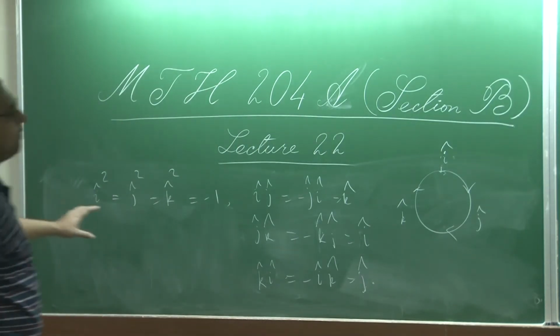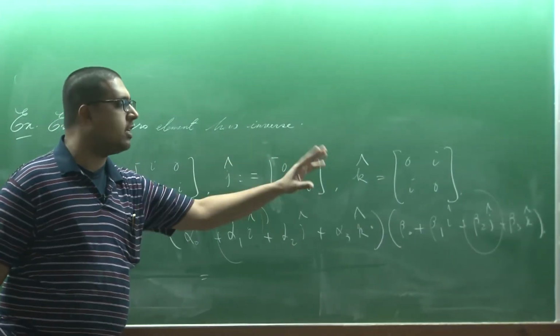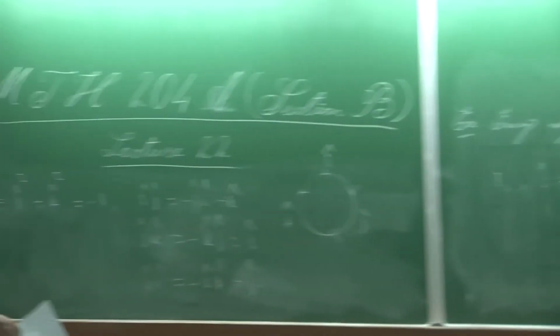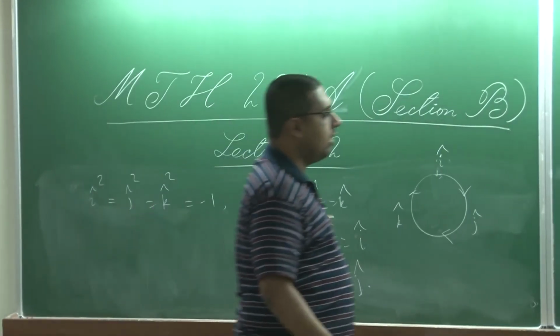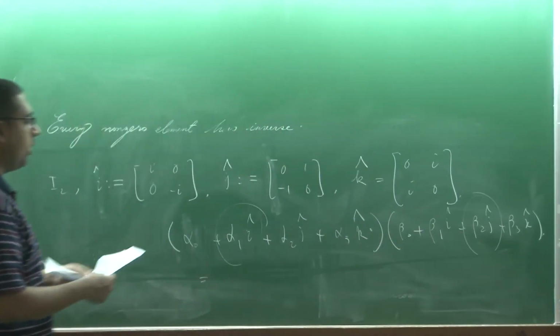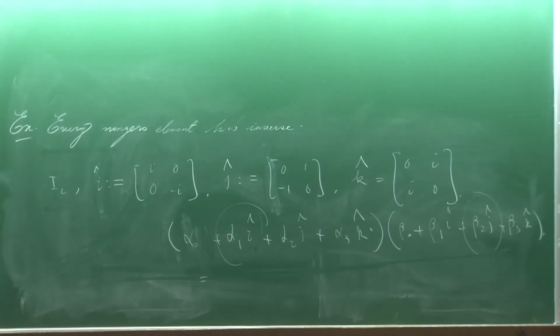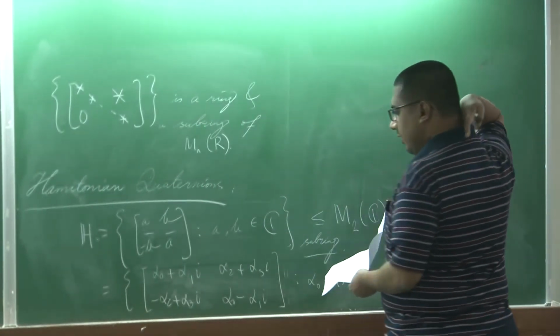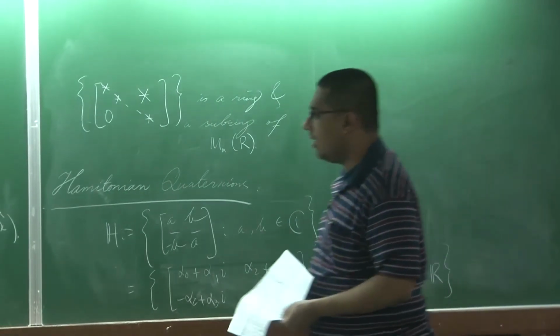So you can immediately verify this, because these are not some abstract things, these are your very concrete matrices. You can immediately verify this, and once we have this table, it is not difficult to compute the product of given two elements from this ring of quaternions. Okay. So as I said, it's a non-commutative ring.